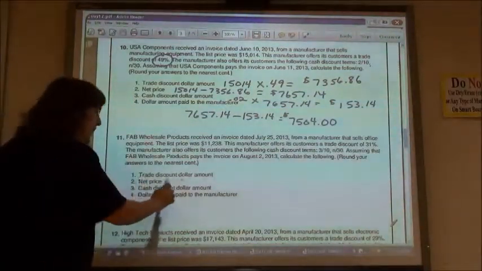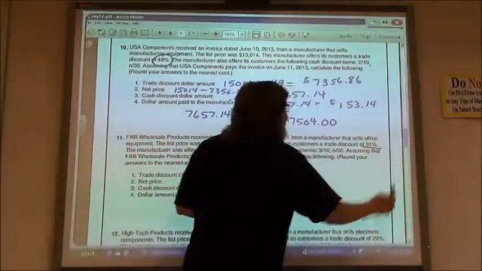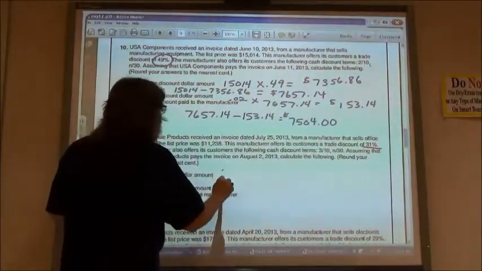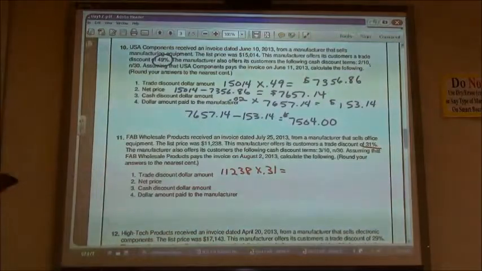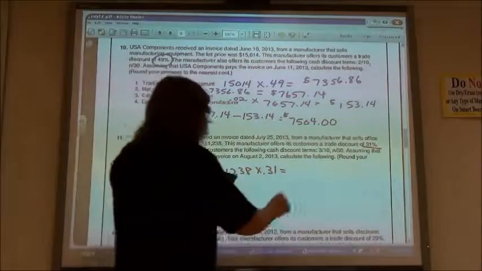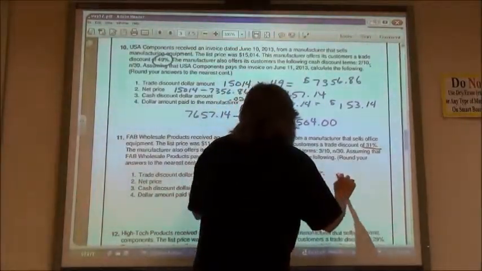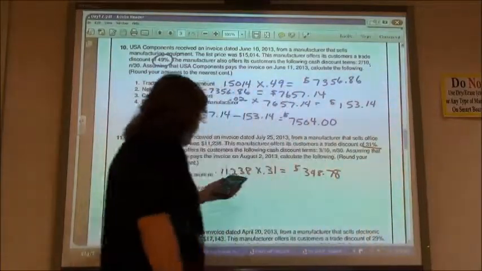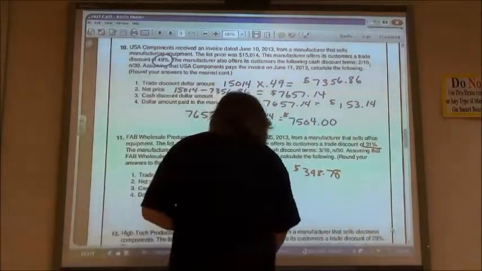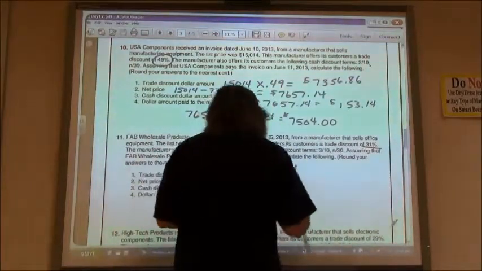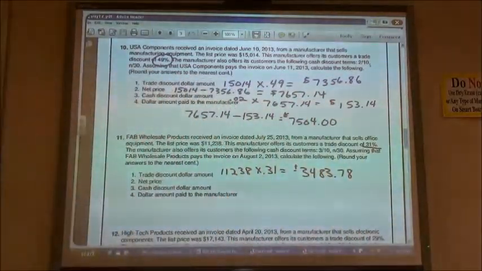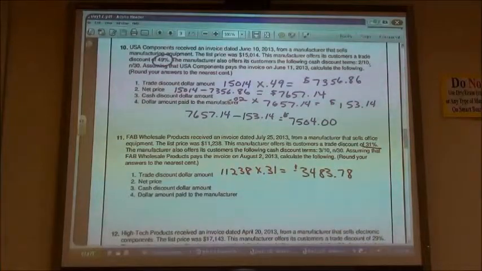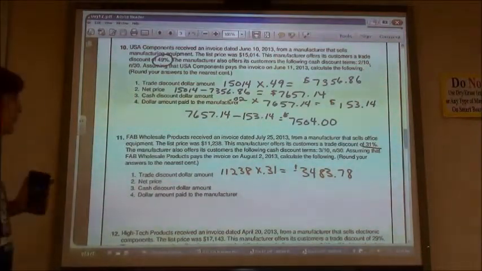So, trade discount, I'm always going to get my trade discount. My trade discount is 31%. So I'm going to take my $11,238 times 0.31 to figure out my discount. $11,238 times 0.31 gives me $3,483.78. Oops, now I write the right number down here. $3,483.78. So $3,483.78 is my discount amount.